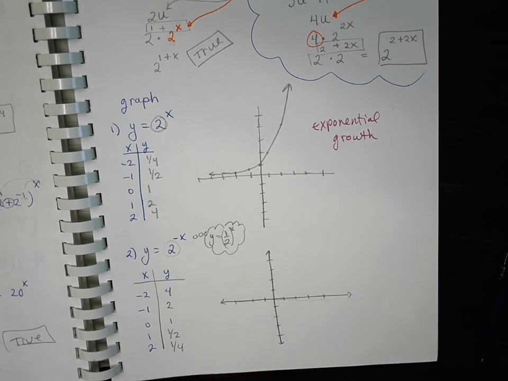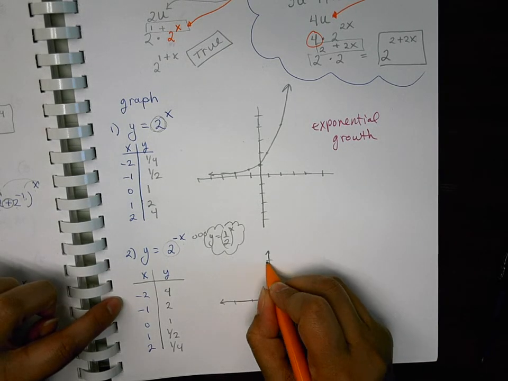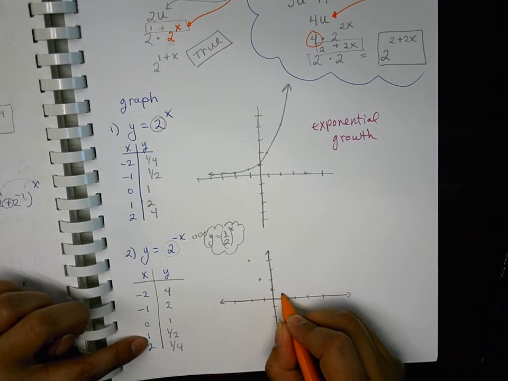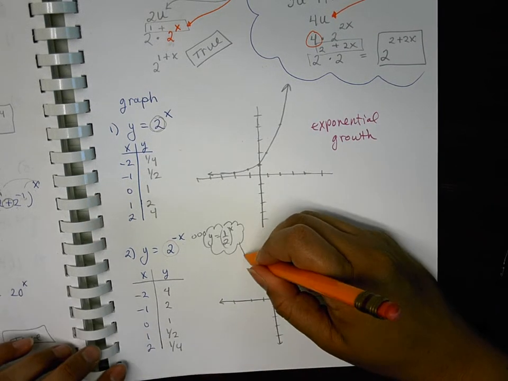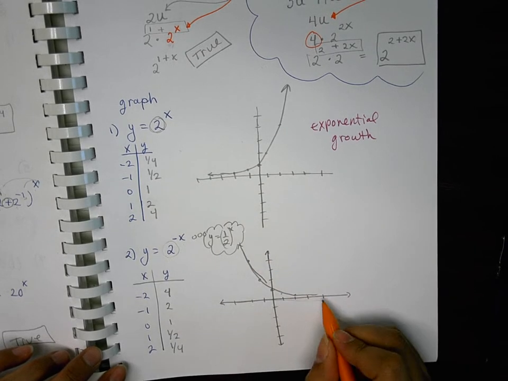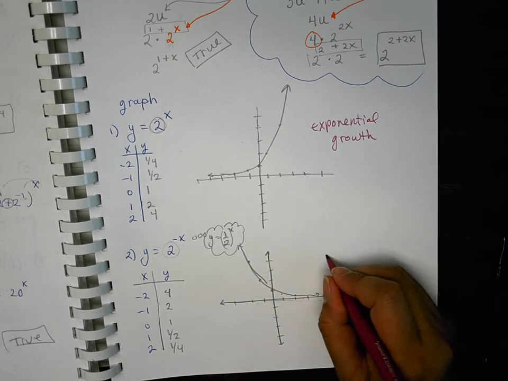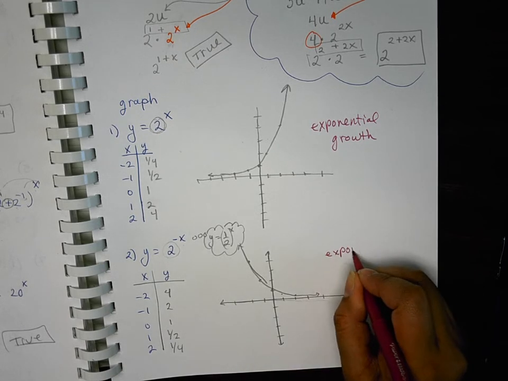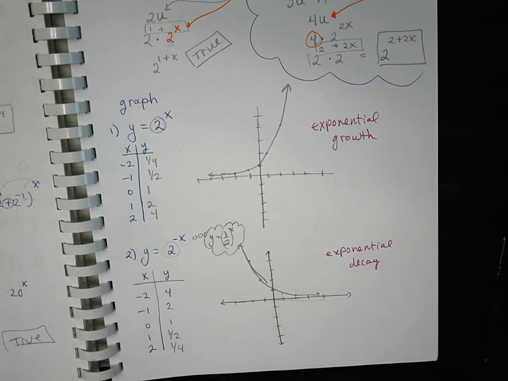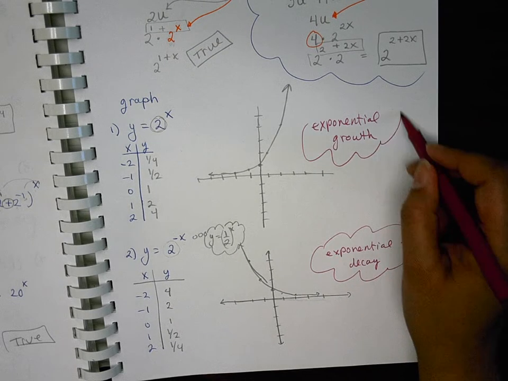All right. Did anybody graph it already? -1, 2, 0, 1, 1, 1/2, and is this an exponential growth or decay? Decay. Does it ever touch the x-axis? We call that an asymptote. Do you guys remember that? Exponential decay. All right. Questions? We're good?